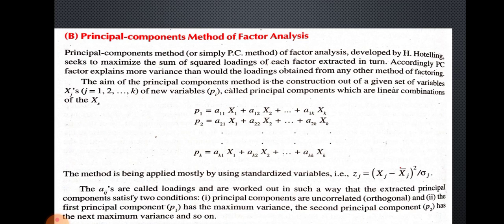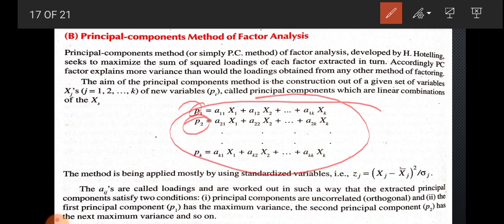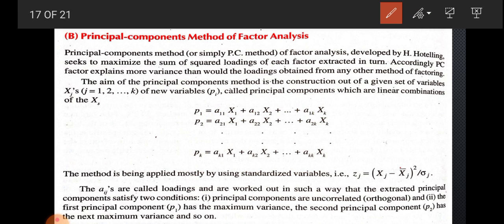The aim of the principal component method is the construction out of a given set of variables xj's of new variables called principal components, which are linear combinations of x. So a linear combination of x can be represented like this: p1, p2, pk. Linear combination of x means a11 will be multiplied with x1, a12 multiplied with x2, a1k multiplied with xk, like this. You have to represent the linear combination.